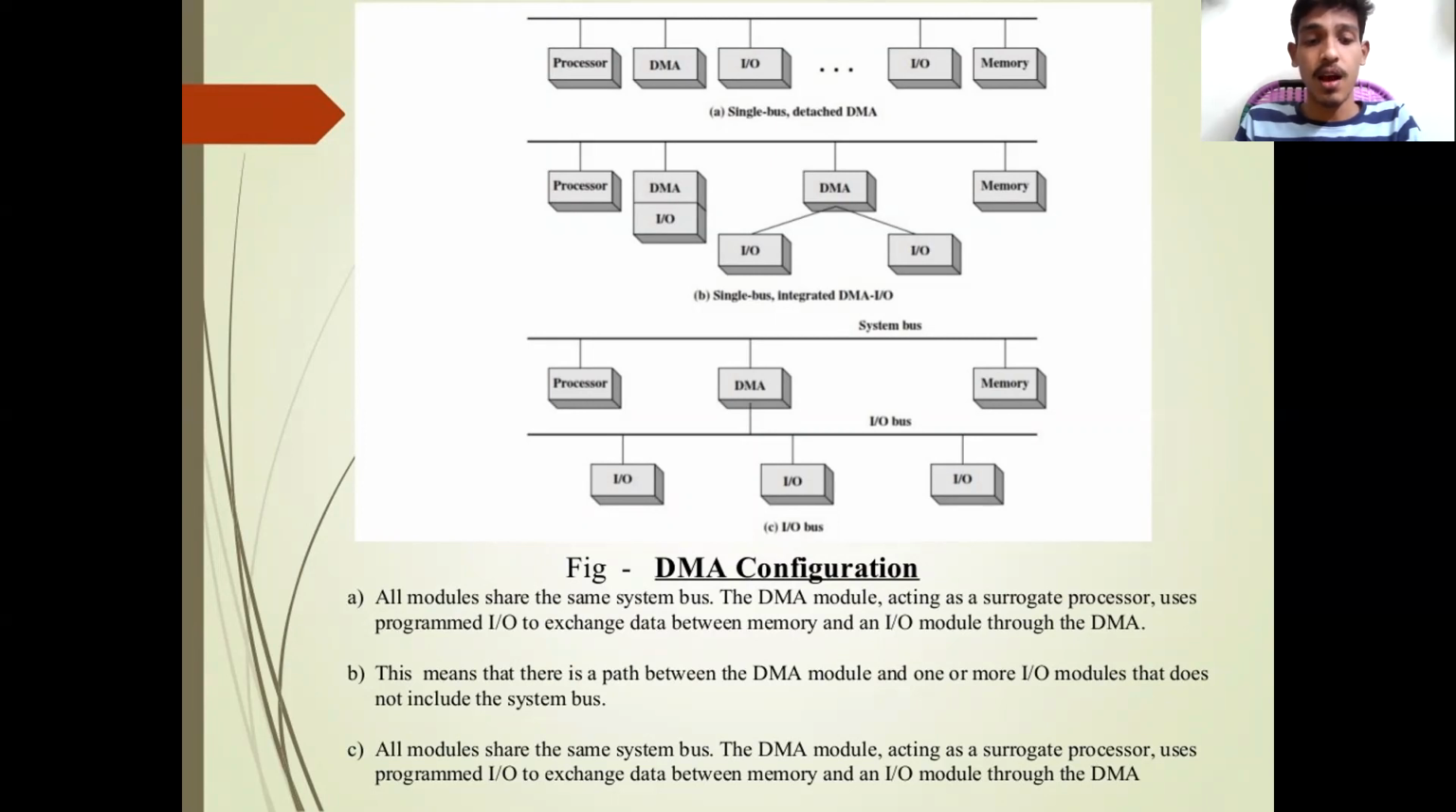In C, all modules share the same system bus. The DMA module, acting as a surrogate processor, uses programmed IO to exchange data between memory and an IO module through DMA.